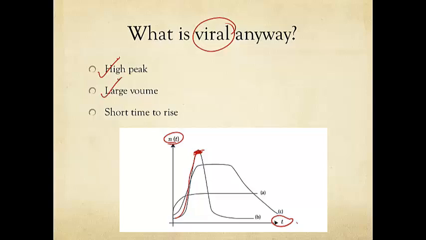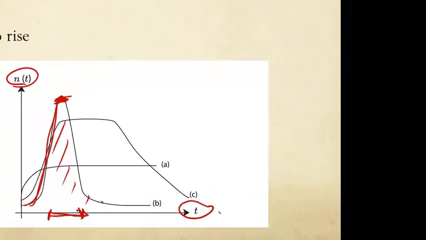Second, I also want a large volume. That means the area under the curve over time should also be large. So if it goes up very high, but let's say it lasts a duration of just a couple of days and then quickly dies down, sometimes we don't call that a viral phenomenon. It has to last long enough. And third, we want the amount of time it takes to rise to a high spot to be relatively short compared to the amount of time it stays at that peak level.